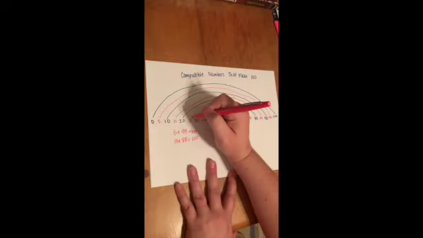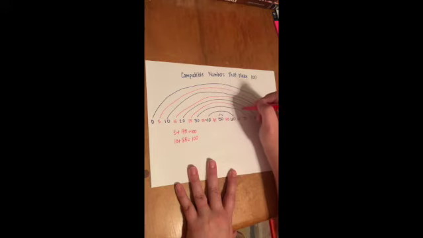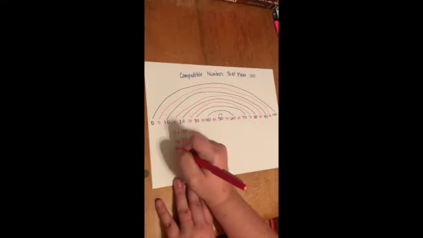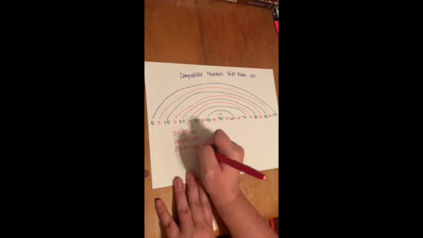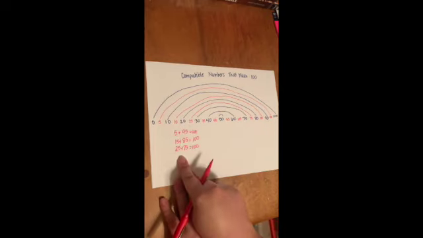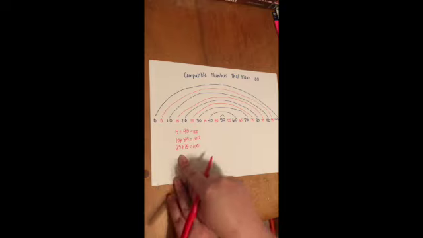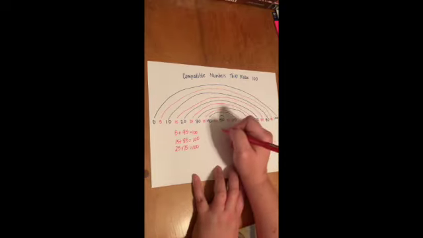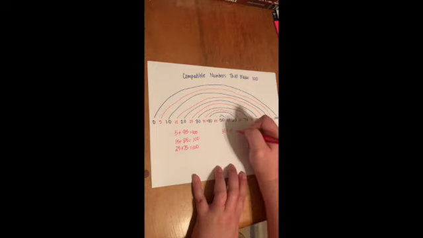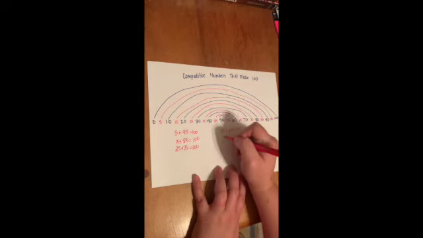Okay, let's keep going. 25, follow the rainbow over. Oops, 75. 25 plus 75 equals 100. That's the one that most people find the easiest because you can count by quarters most of the time. 35 plus 65 equals 100. And 45 plus 55 equals 100.